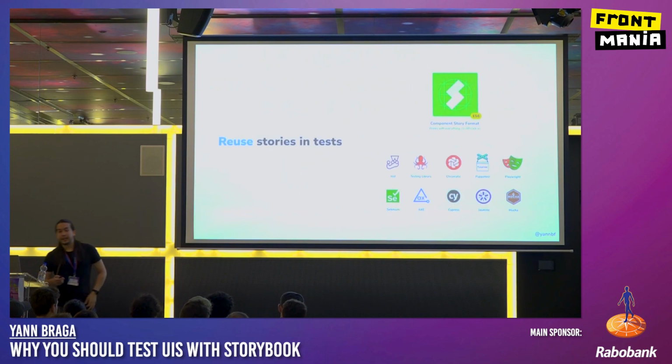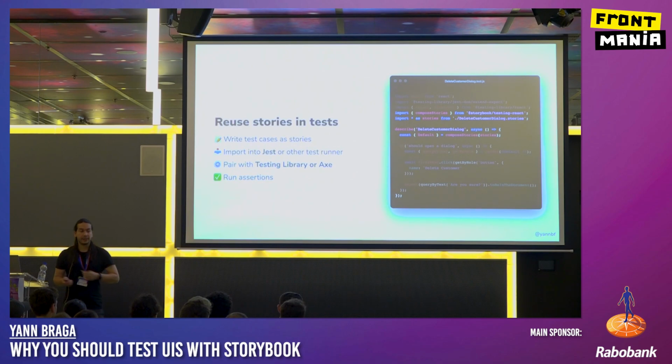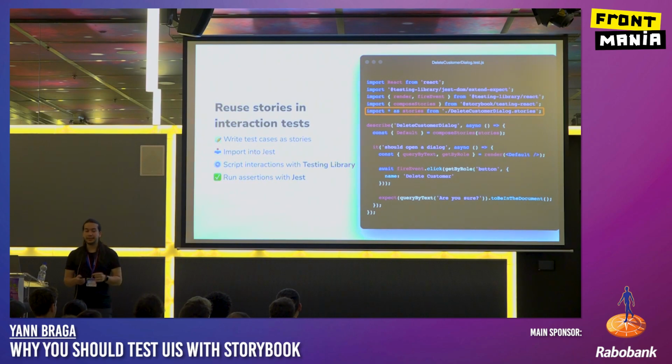So in Storybook, you're actually able to reuse your stories in your tests, and that could also be many other integration tools. As an example, you can reuse your stories in tests using Testing Library and Jest in JS with Node. So you can write the test cases as stories where you can visualize them very nicely in the browser as you develop them. Then you can import them into Jest; we just import, because the stories file is just a JavaScript file.